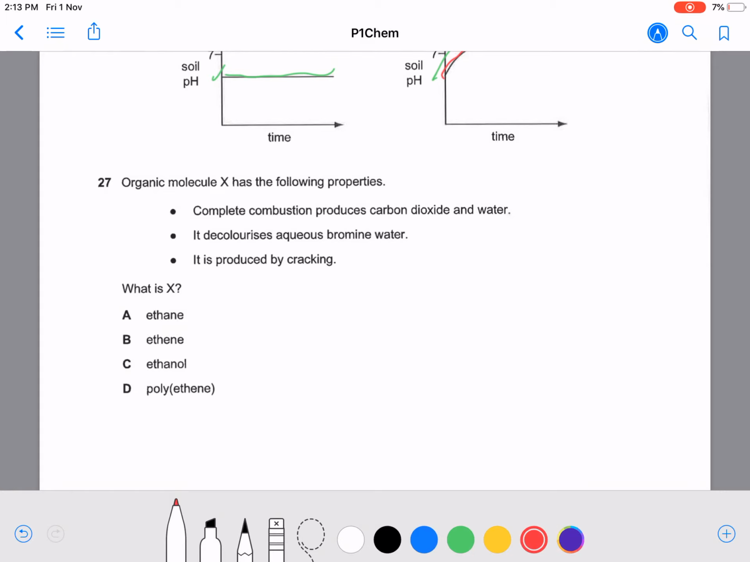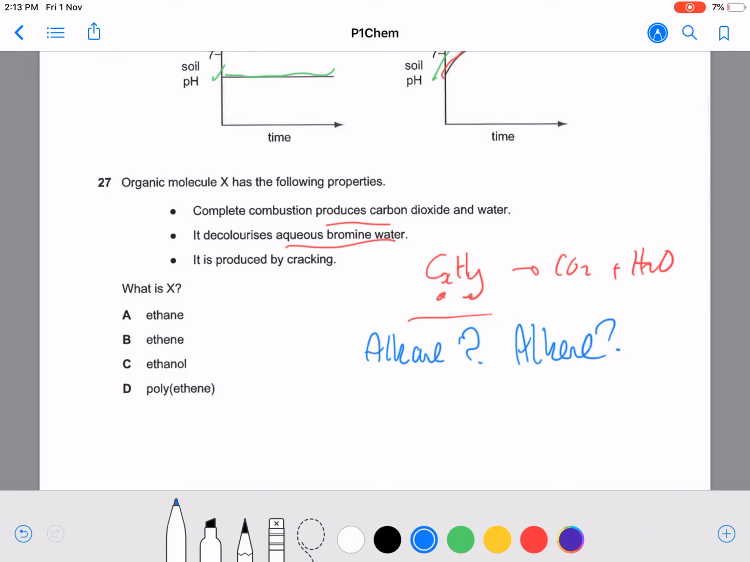27. Organic molecule, complete combustion produces CO2 and water. So it's CxHy, because it only produces CO2 and H2O, so there are no other atoms involved. It's some amount of carbon and some amount of hydrogen. It decolorizes bromine water. Could it be an alkane or an alkene? It cannot be an alkane, because that does not decolorize bromine water, but an alkene does. So it's not ethane, it's not ethanol, it's not polythene. It's ethene.